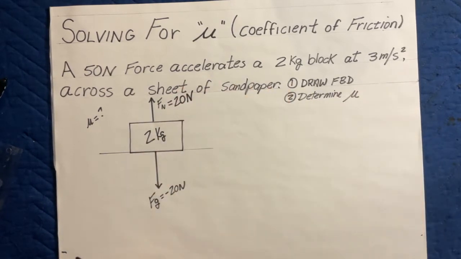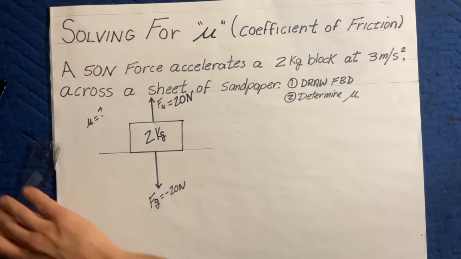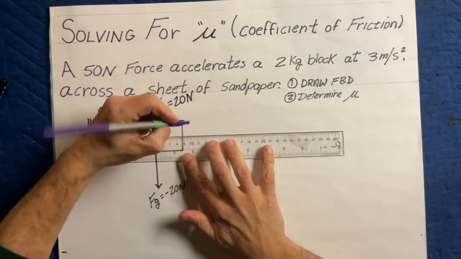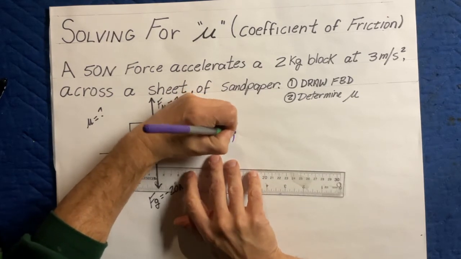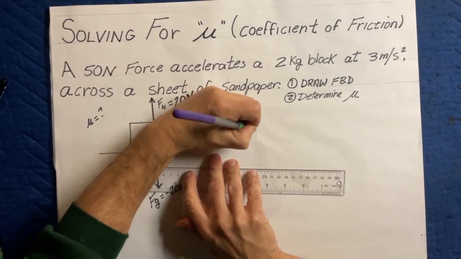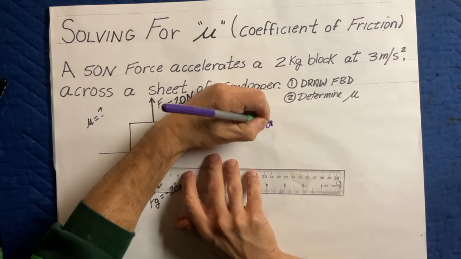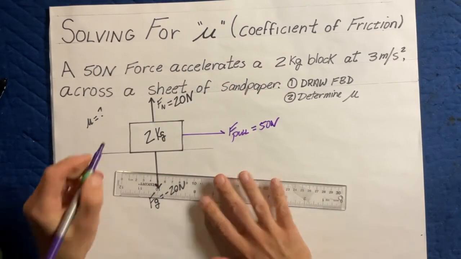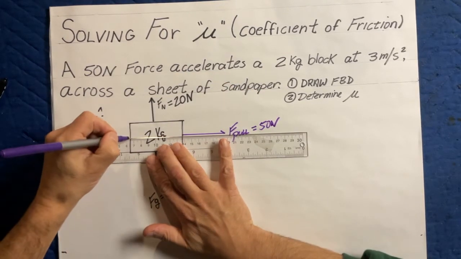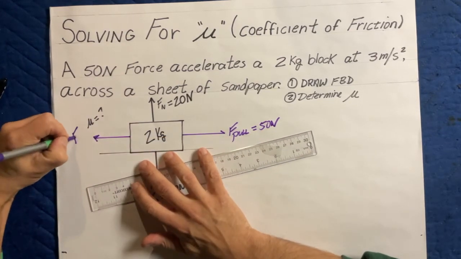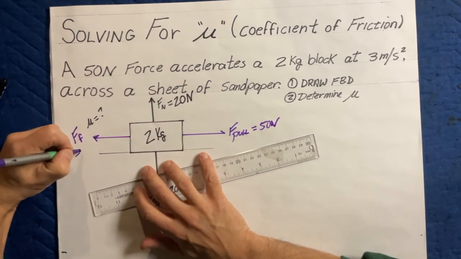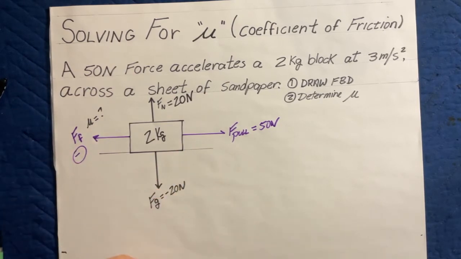I'm going to choose things to go to the right just because that's the way traditionally I teach it. So my pulling force is going this way, so I'm just going to say F pull equals 50 newtons. Friction is always going to oppose the initiation or the continuation of motion, so I'm just going to show my F friction back this way. I know by default this is going to be negative from a direction standpoint, and that's what I know.